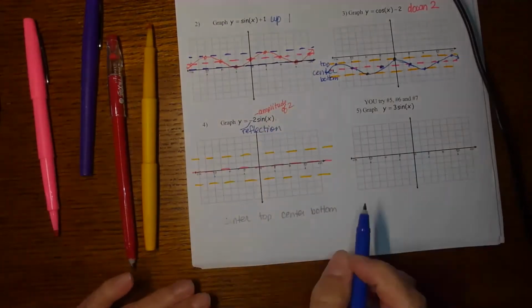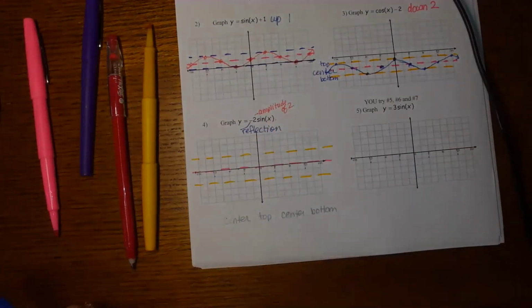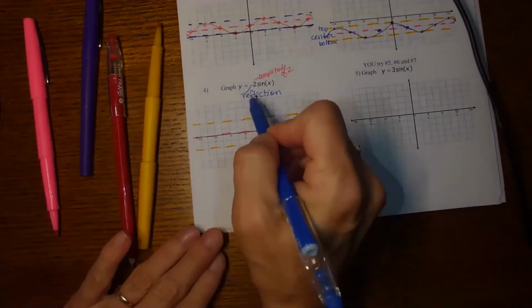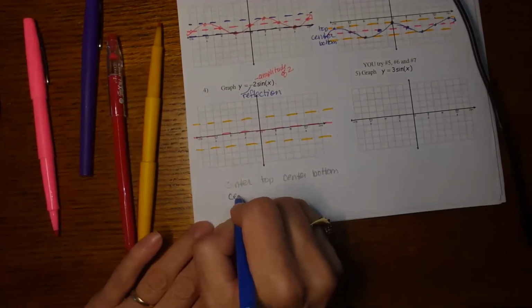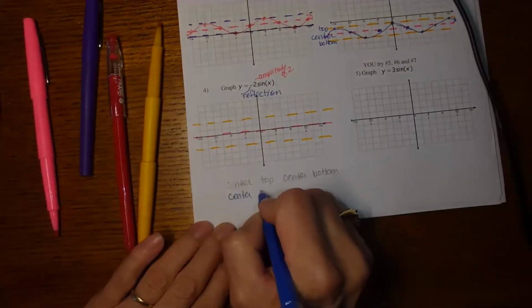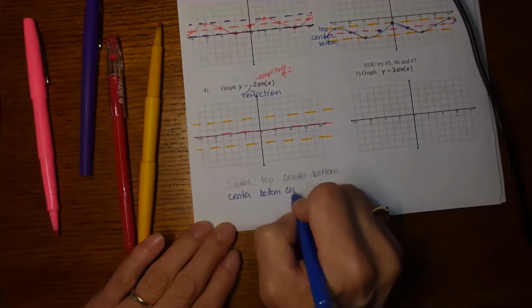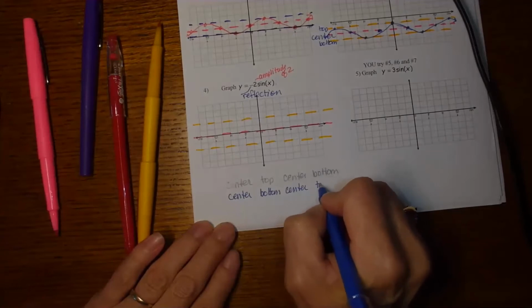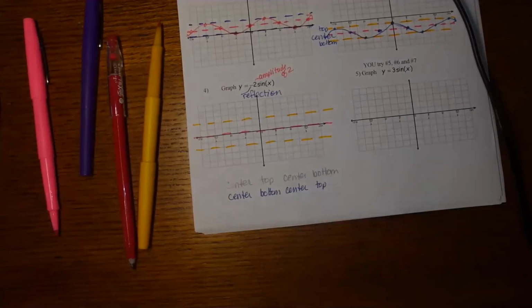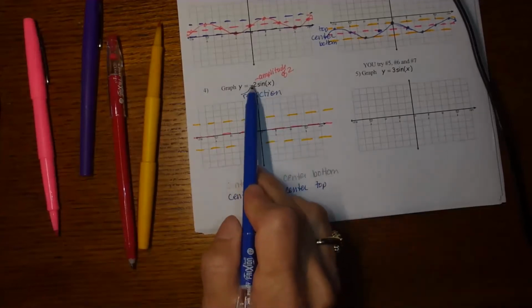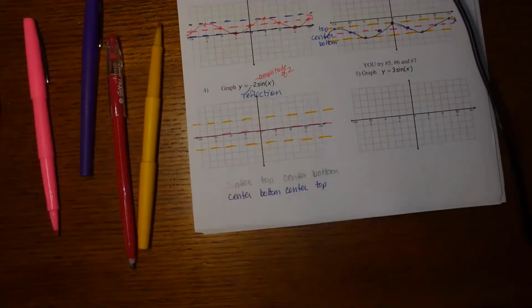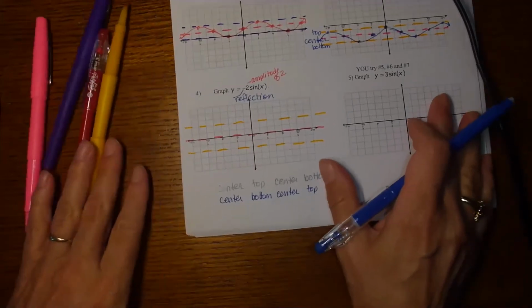When we have a reflection, whether it's for sine or cosine, the centers still stay in the same place, but your top and bottom switch. So if this is a reflection, center will still be center, but now I'm going to go center, bottom. Okay, so center, top. Once I get the pattern going, it keeps repeating. So the big difference when I have a negative, I've flipped it upside down, which means my centers stay the same, but my top and bottom are switched.